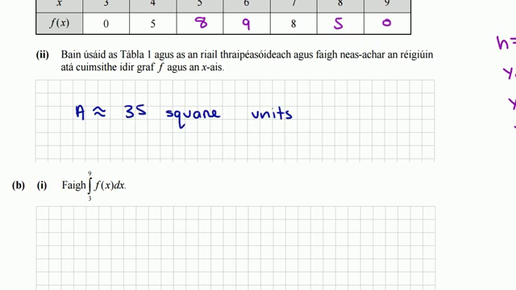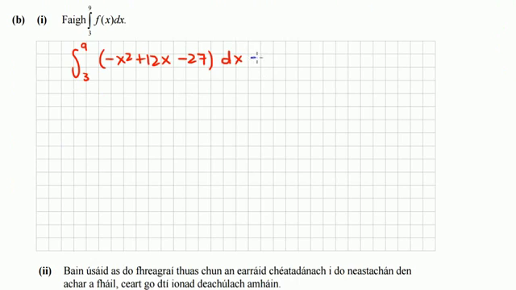So for the next part, we're asked to find the integral of f of x over the interval from 3 to 9. So we need to integrate. First of all, writing out what we're integrating. When we integrate, we're going to get minus x cubed over 3, so add 1 onto the power and divide by the new power, 12x squared divided by 2, minus 27x. We know that usually with integration we also add a c on at the end, but because we have an interval, we're going to end up having plus c for the first. When we substitute in 9, we're going to end up subtracting c, so it cancels. So we don't have to include it when we have the interval.